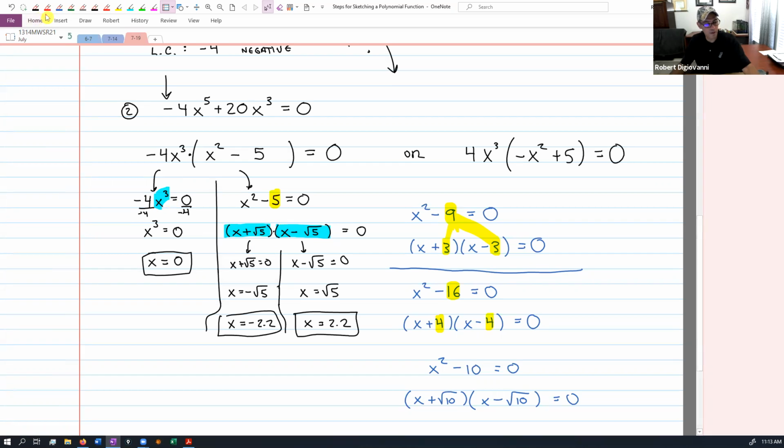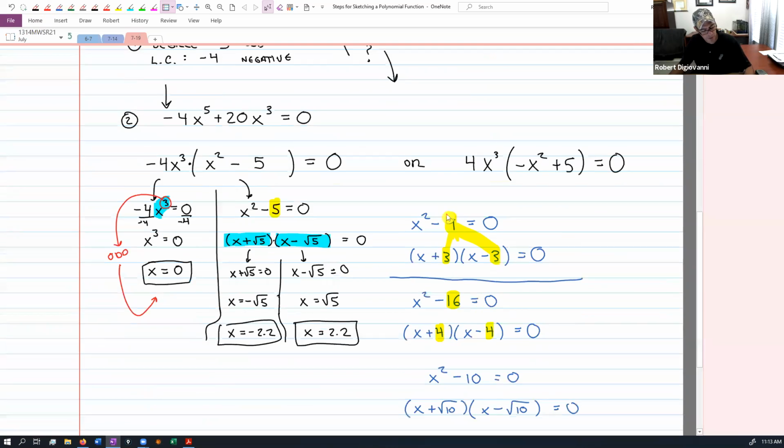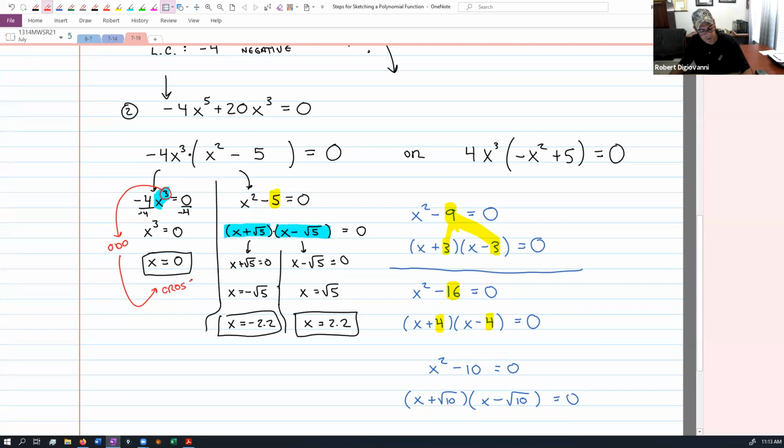So here, the power on this factor is 3, that's odd. And what happens if you have an odd multiplicity? I put that up here. If the power is odd, what do we do there? Oh, we cross. So we're going to cross when we get to that x-intercept.